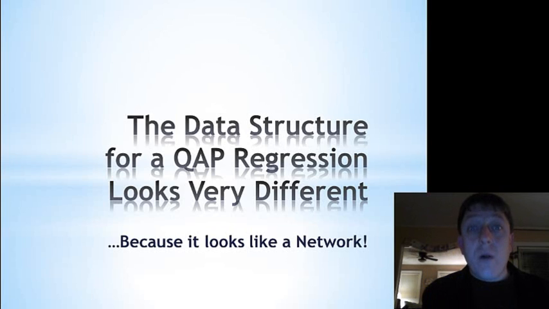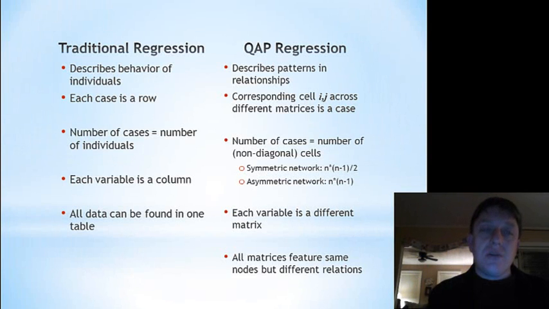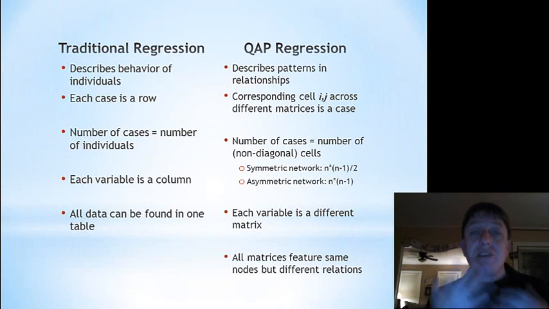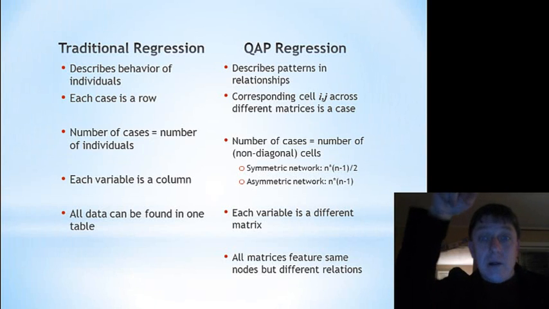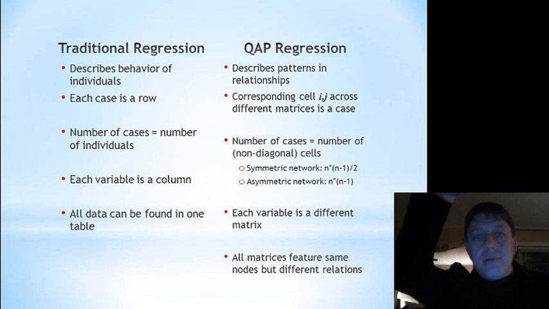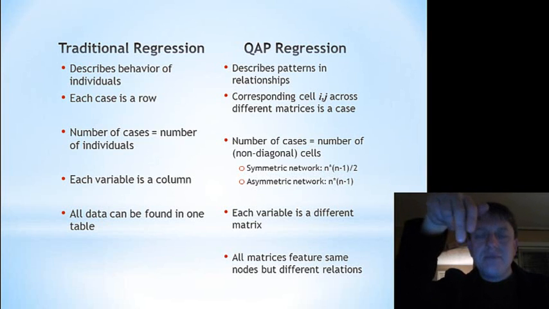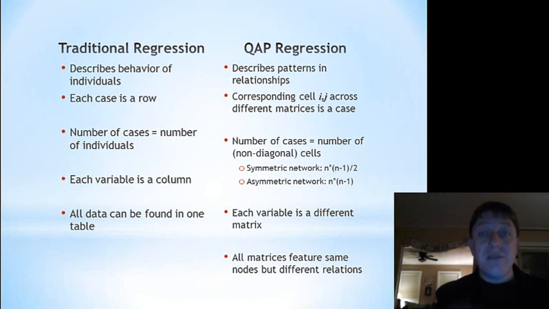If that's the data structure for a traditional regression, the data structure for a QAP regression will look very different. Why? Because the data looks like a network. Because it does involve a network. A traditional regression describes behavior of individuals. QAP regression describes relationships in patterns. A traditional regression has each case as a row, but a QAP regression has a case being a cell of row I and column J. And corresponding cells across different matrices are your cases.